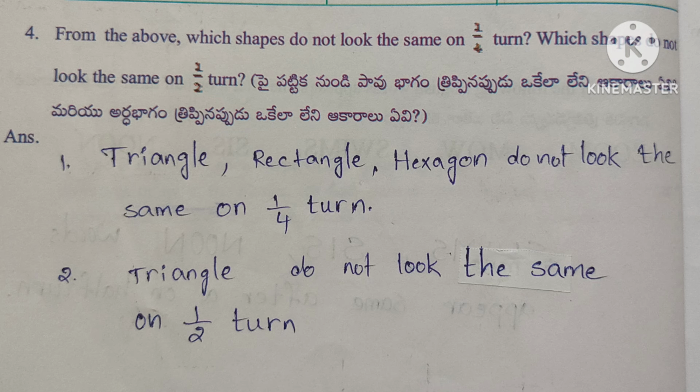Question number 4. From the above, which shapes do not look the same on a quarter turn? Which shapes do not look the same on a half turn? Here, triangle, rectangle and hexagon do not look the same on a quarter turn, and triangle does not look the same on a half turn.